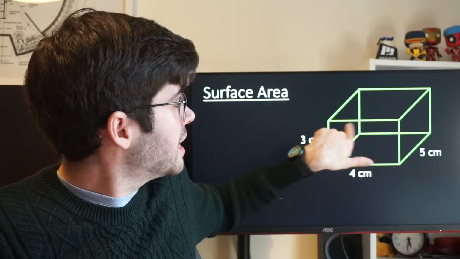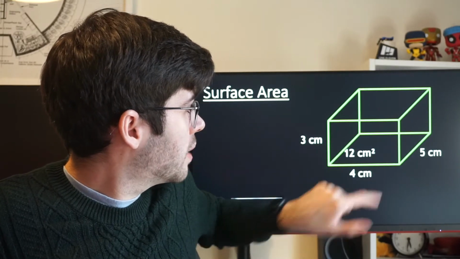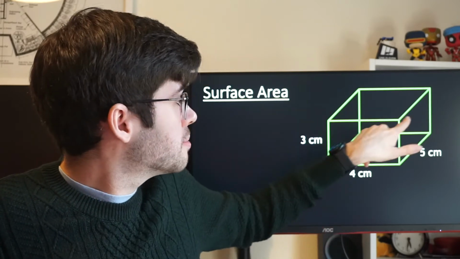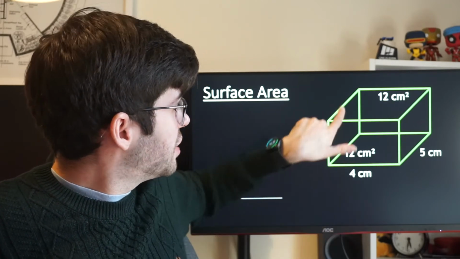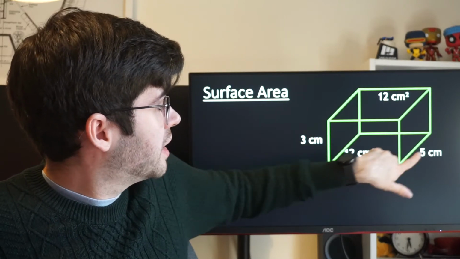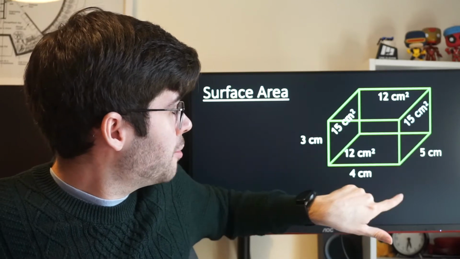So this front face here, 3 times 4 is going to give us 12 centimeters squared. The back is exactly the same because opposites are the same in a cuboid. 3 times 4 here, that's also 12. This left side here, 3 by 5. This is 5 here, okay, because that's 5. That's 15. This one's the same, also 15.